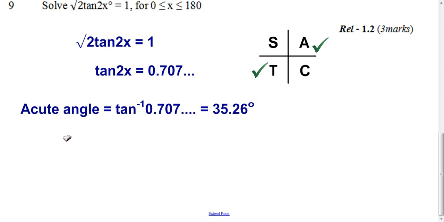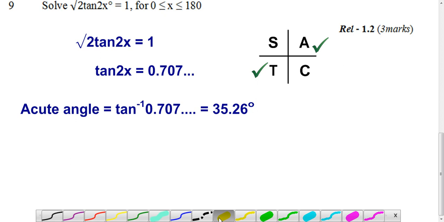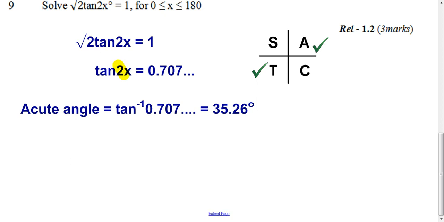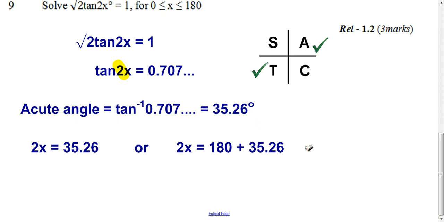Now in this case, instead of writing x equals, this is where the 2x comes in. Some people try and deal with that 2x too early, but it's here where you write 2x is equal to 35.26 or 2x is equal to 180 plus 35.26.